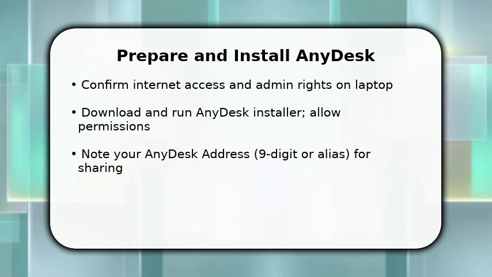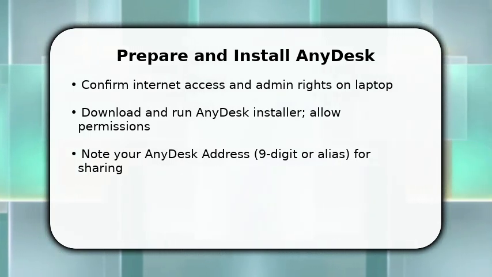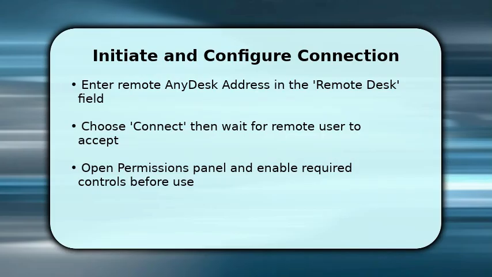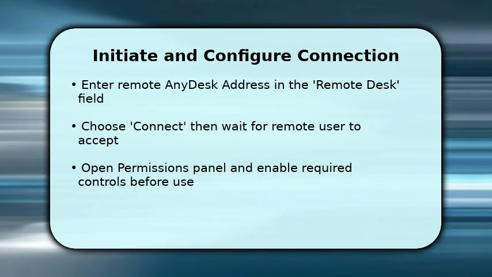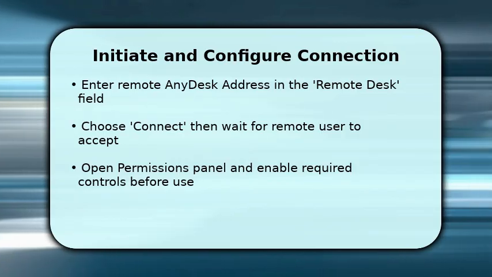With Anydesk open, type the remote address into the remote desk field and click Connect. This sends a session request. While waiting, explain to the other user which permissions you need, clipboard, file transfer, or full control, so they can grant them. Once accepted, immediately open the permissions panel and toggle what's necessary.